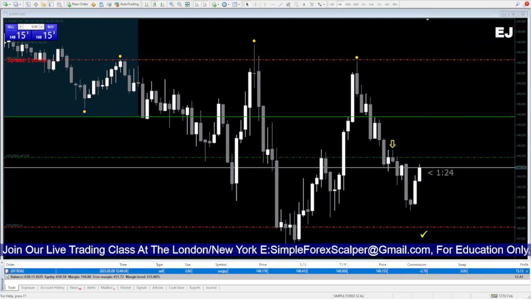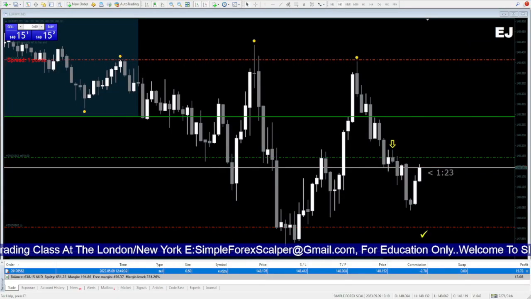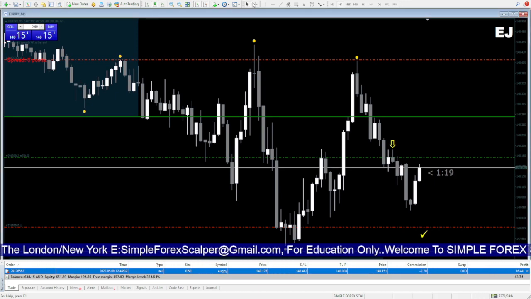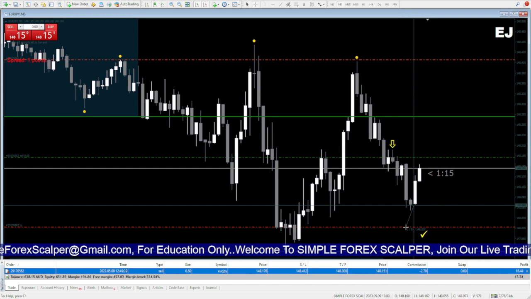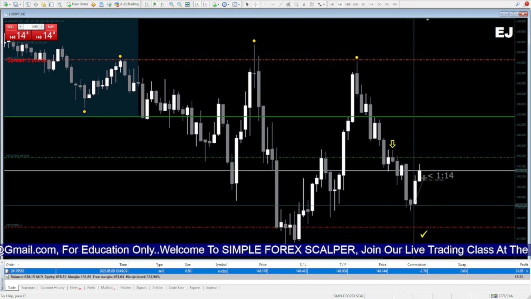Hello, welcome back to simpleforexscalper. So we can see that the market has moved down to this area here, almost hit our take profit target about 5 pips ago, but then it just retraced back up.